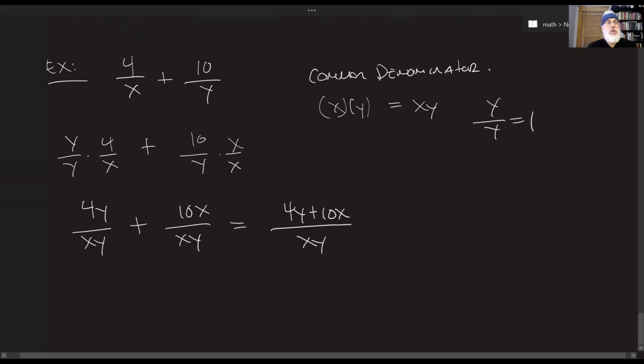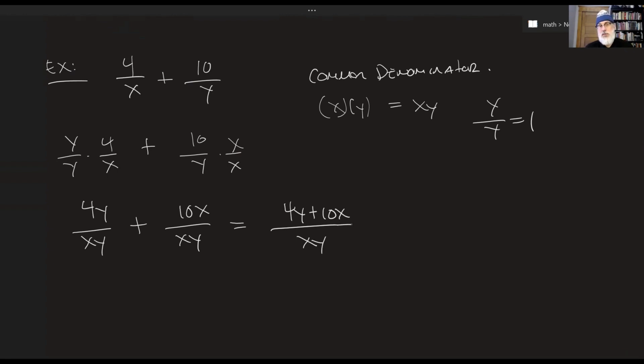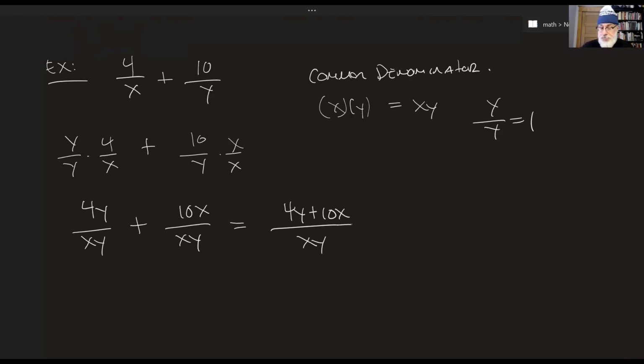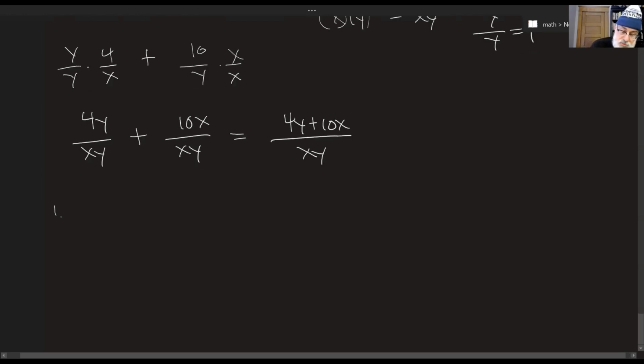So I can write this as a single denominator with addition of the numerators. Now we can't add 4y and 10x because they are not like terms. And so that is the expression. So once we add, we get that. And we're done. So that wasn't too bad. These get progressively worse, unfortunately.